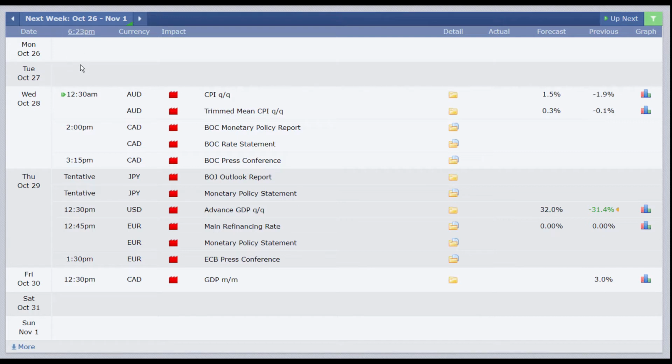There's nothing really Monday, nothing on Tuesday. I do think Bank of Canada may be worthwhile just being aware of, and possibly the Bank of Japan outlook report, just the monetary policy statement, which might create a bit of movement, especially as JPY might be close to key levels. And then essentially the ECB press conference this week.